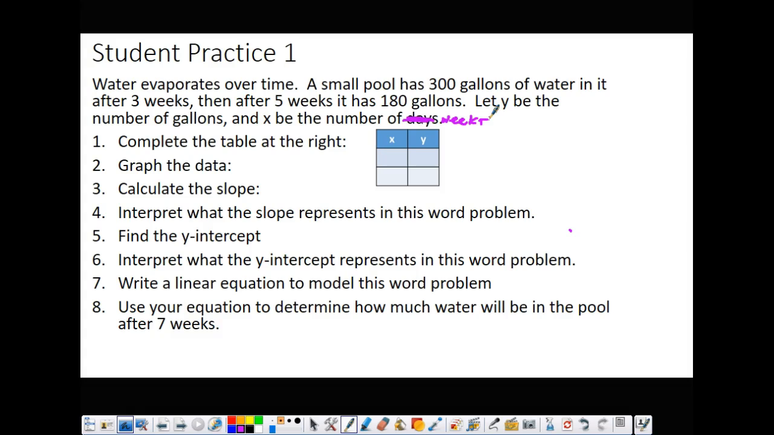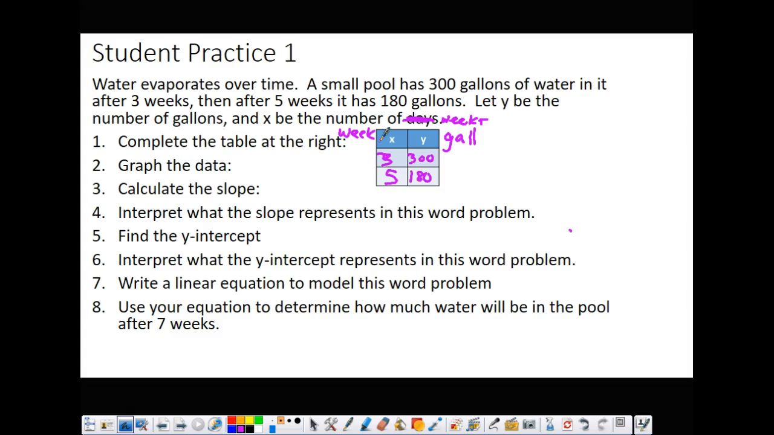So we should at least have number 1 done, right? I want to make sure everybody's on the same page here. Every once in a while I'll come up here and ask a few questions. Adrian, what did you get in this column here? X is 3 and 5. And the Y? 300 and 180. Y represented what? Gallons. And over here, weeks.